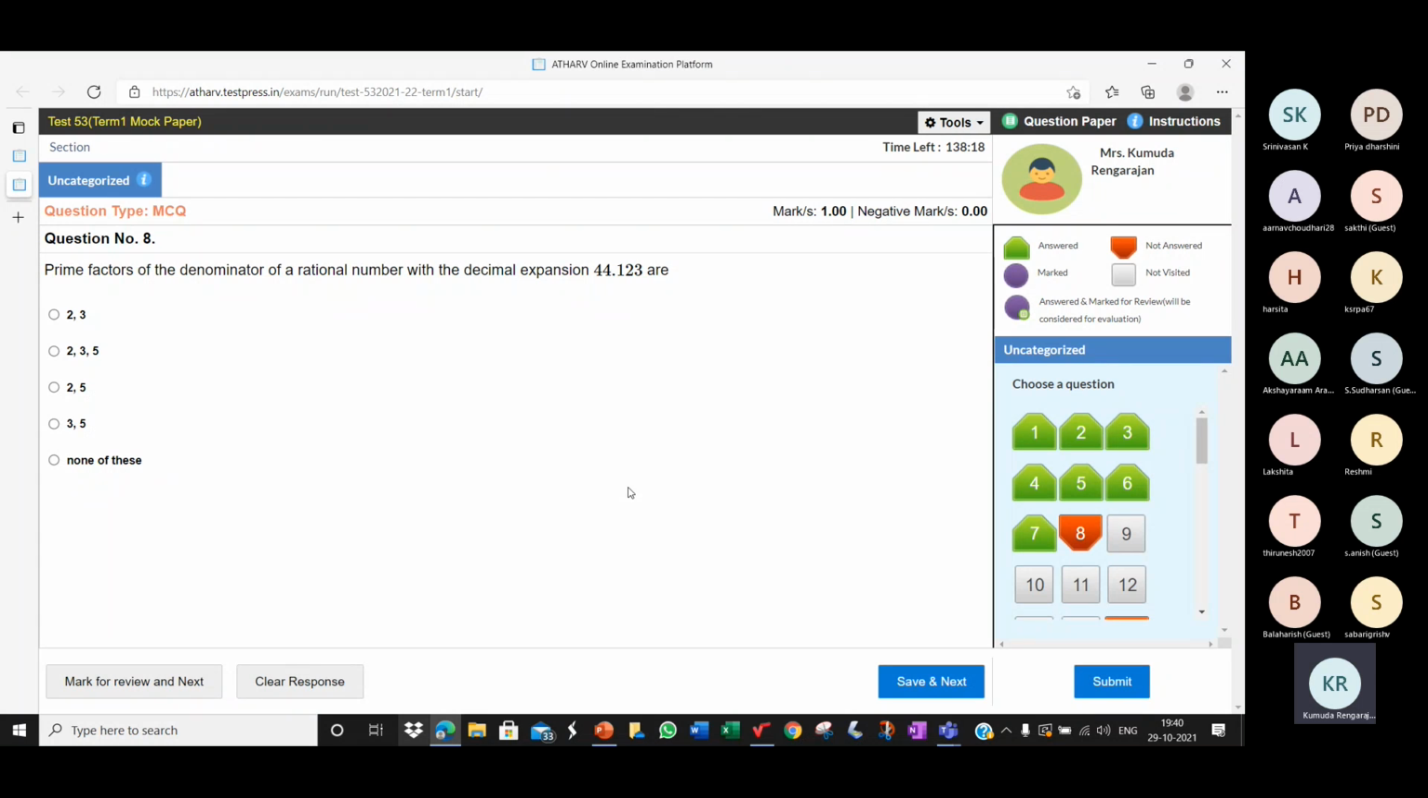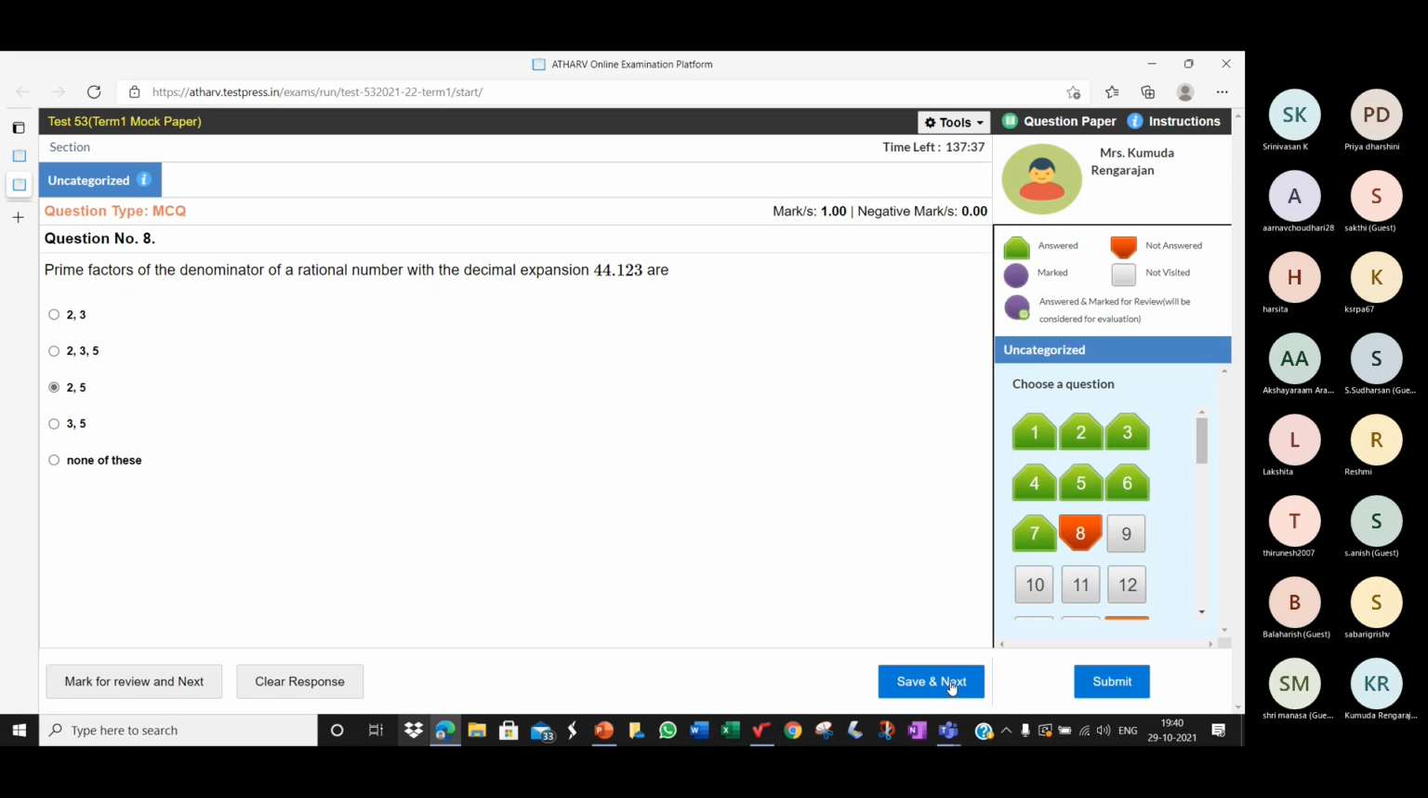So for a terminating decimal expansion, the denominator will have prime factors only 2 and 5. It can have only 2, only 5, or both 2 and 5. Even if it is only 5, you can write it as 2 to the power 0 into 5 cubed. Or if 5 is missing, you can say 2 cubed into 5 to the power 0. Which means the prime factors of the denominator can be 2 or 5 or both 2 and 5. Correct, because 44.123 is a terminating decimal.